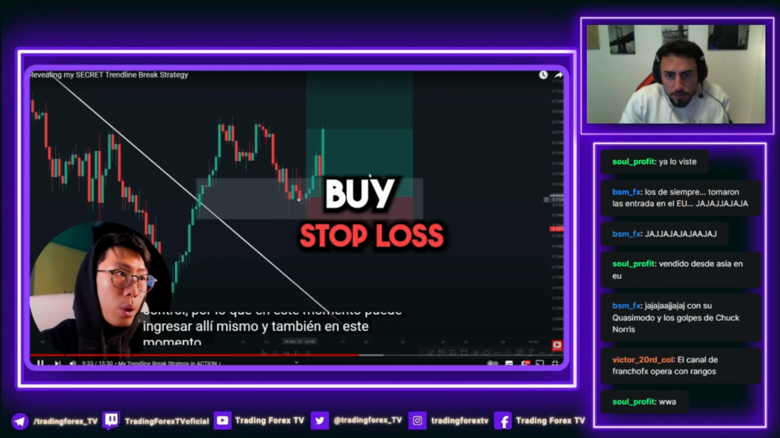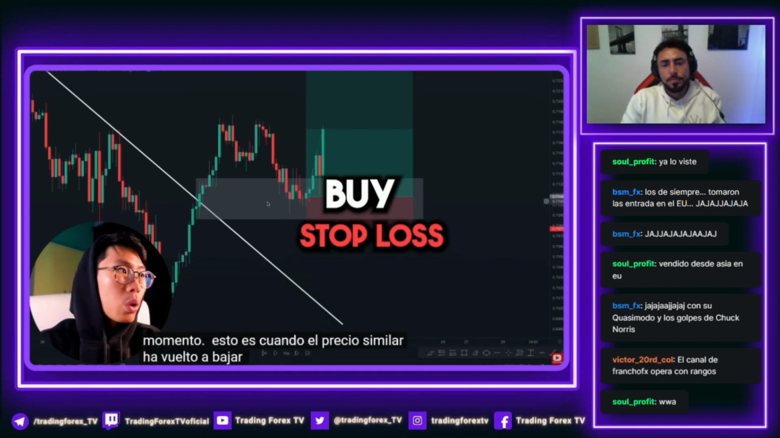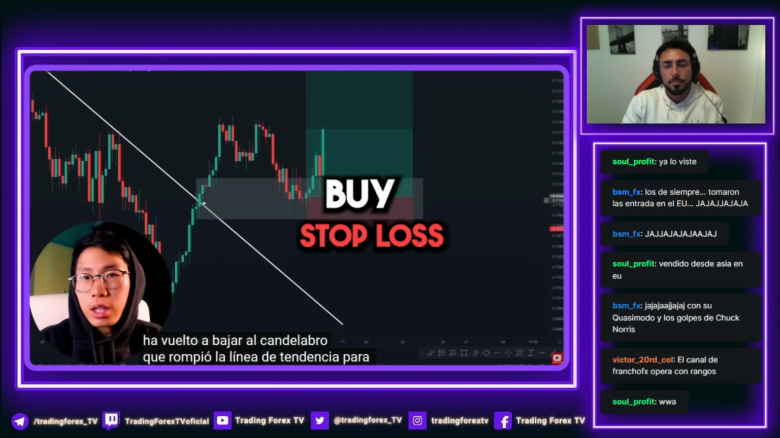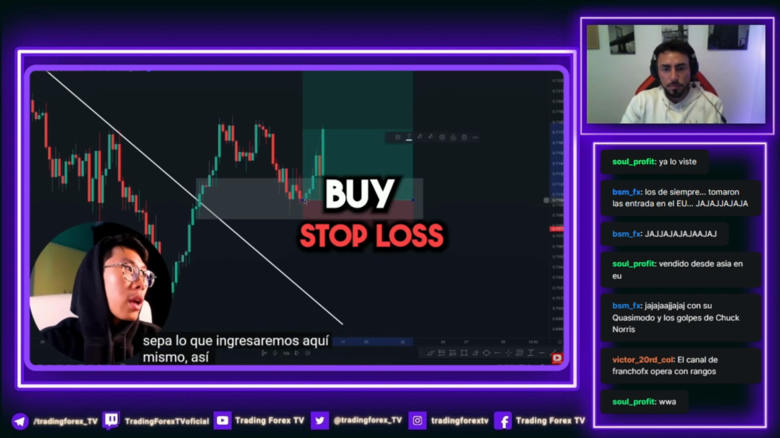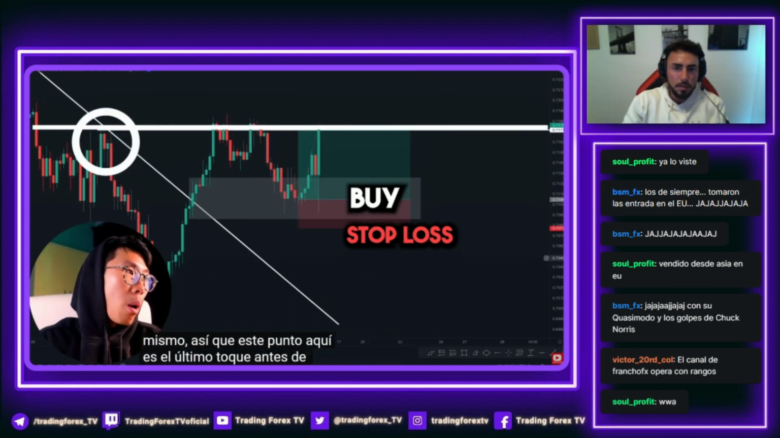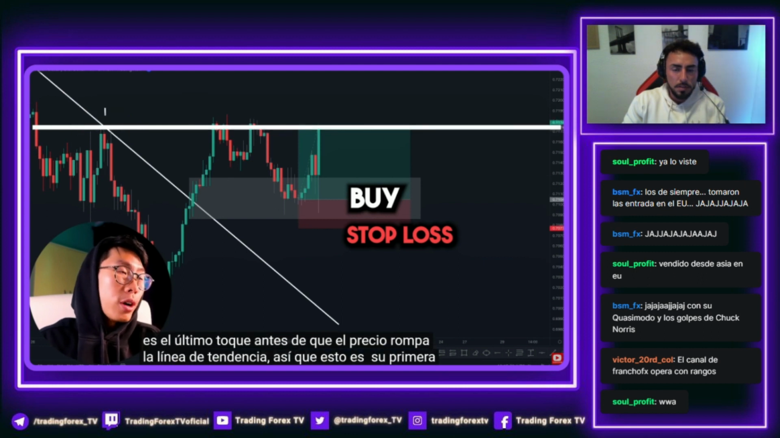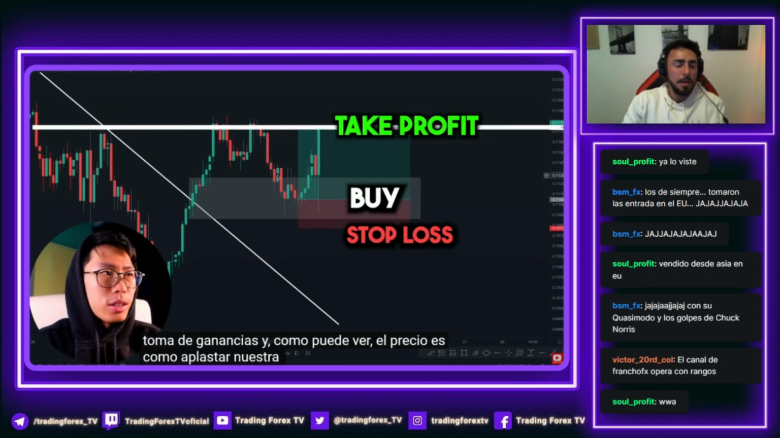Right there, and also at this point of time, price has come back down to the candlestick that broke out of the trend line. So you know what? We'll just enter right here actually. So this point right here, this is the last touch before price broke out of the trend line. So this is your first take profit, and as you can see, price just smashed out the profit already.